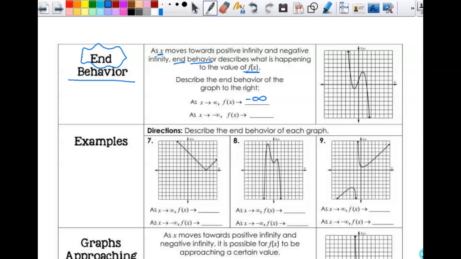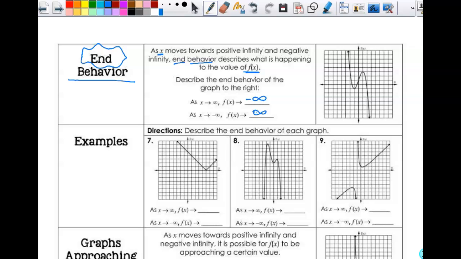Are we on the wrong slide, maybe? Then, and here's where we go right to left. It's the only time you get to do that. As x approaches negative infinity, so as x gets smaller and smaller and smaller, my y value is getting bigger and bigger and bigger, so y is approaching infinity. Okay? Does that make sense? All right.